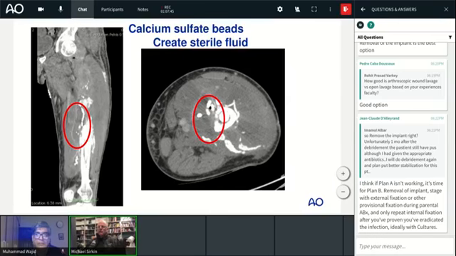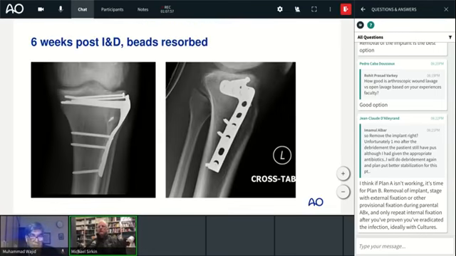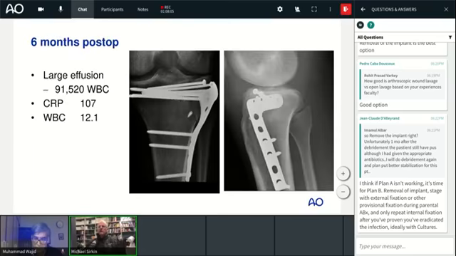He had no pain, he had no elevated markers, his white count was normal, everything was fine, and it was just a routine CT scan that occurred. So let's move on to our case. So here he is at 6 weeks post irrigation and debridement, and his beads have absorbed, as you can see here, over the 6-week course. 6 months later, he comes back.